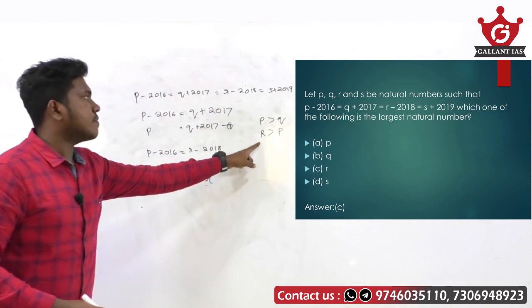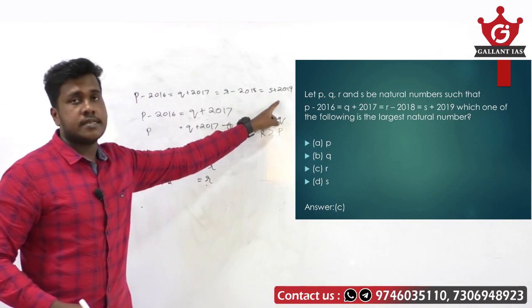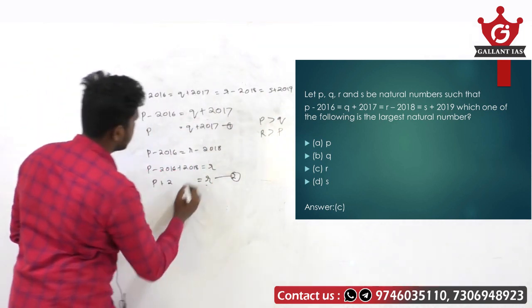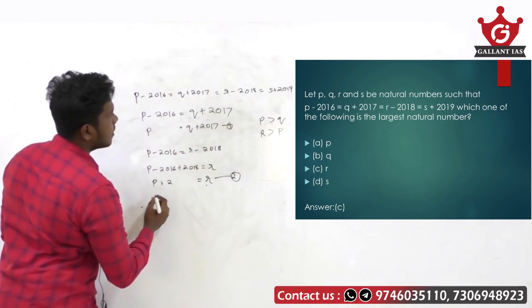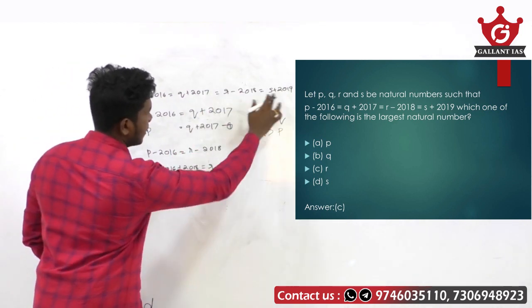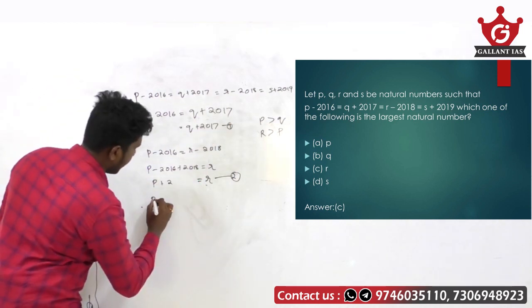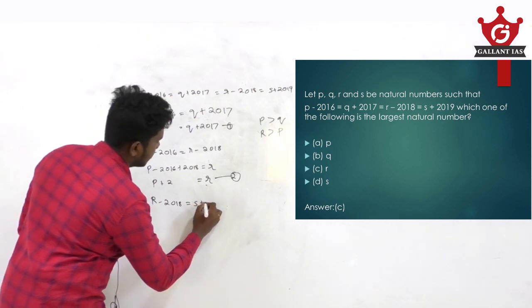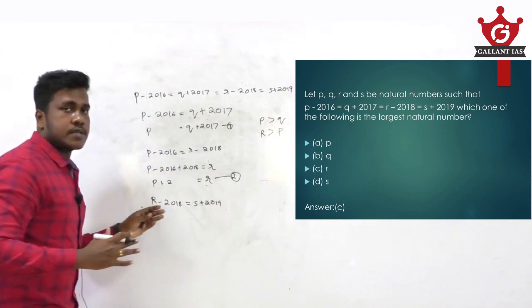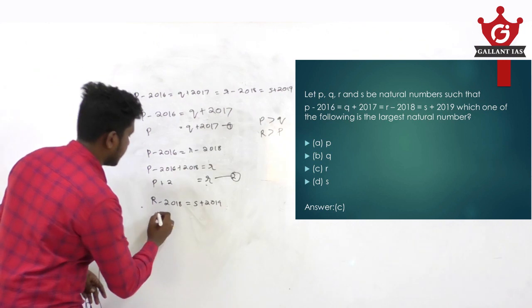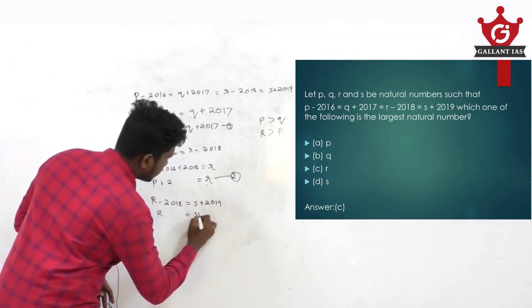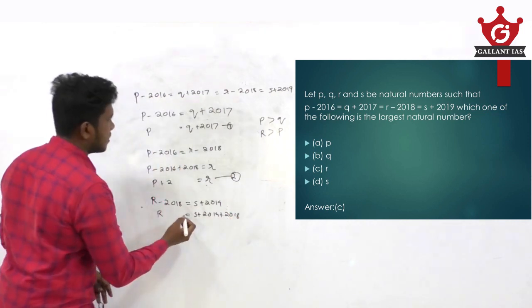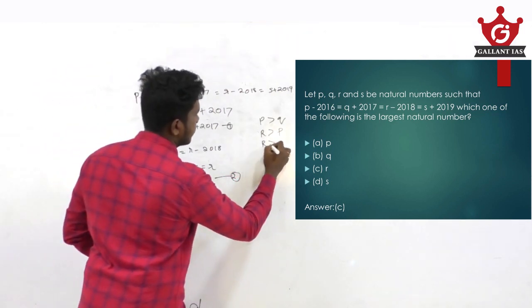Now here R is greater, right? So find the relationship between R and S. Let it be equation 2. Now consider equation 3, R and S. R minus 2018 is equal to S plus 2019. That means R is equal to S plus 2019 plus 2018. That means R is greater than S.